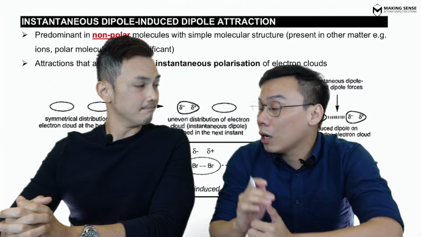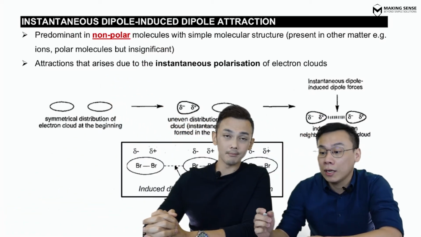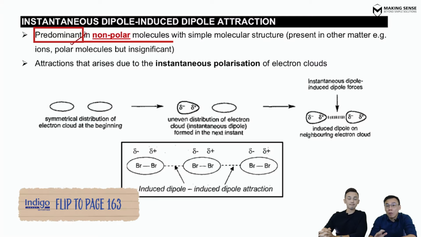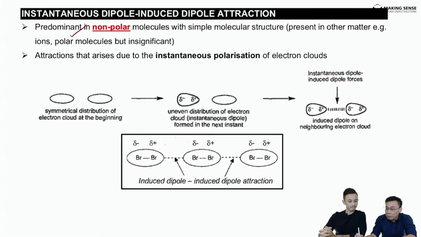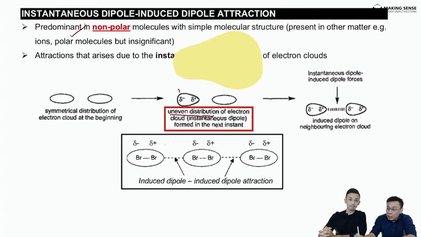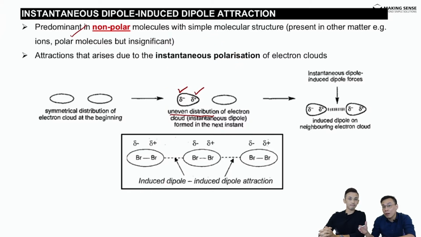Okay, William, so let's start off with the first interaction, instantaneous dipole-induced dipole interactions, or ID-ID interactions. Please recall that this is the predominant force in non-polar molecules. And how does this force arise? Simply put, at a particular point in time, because electrons are moving, there might be an uneven distribution of electron cloud, creating a particular dipole in a molecule. This dipole will induce a dipole in a neighboring molecule. Therefore, there will be an interaction between the delta plus on one molecule and the delta minus on the other molecule. So this is the basis of ID-ID interactions.